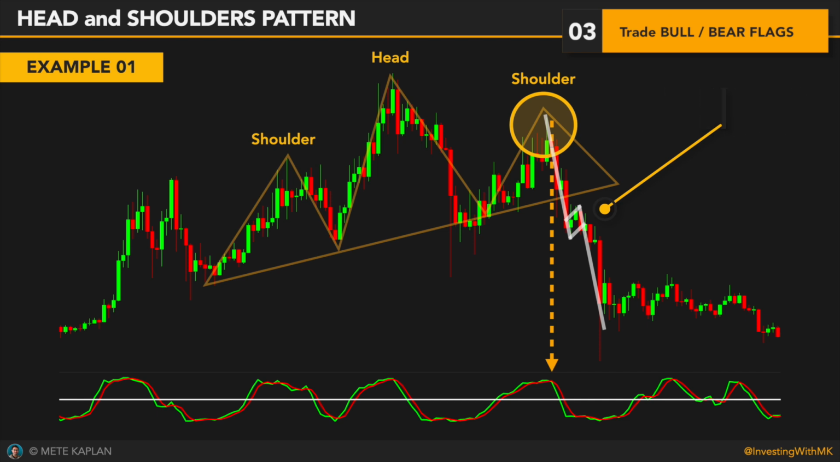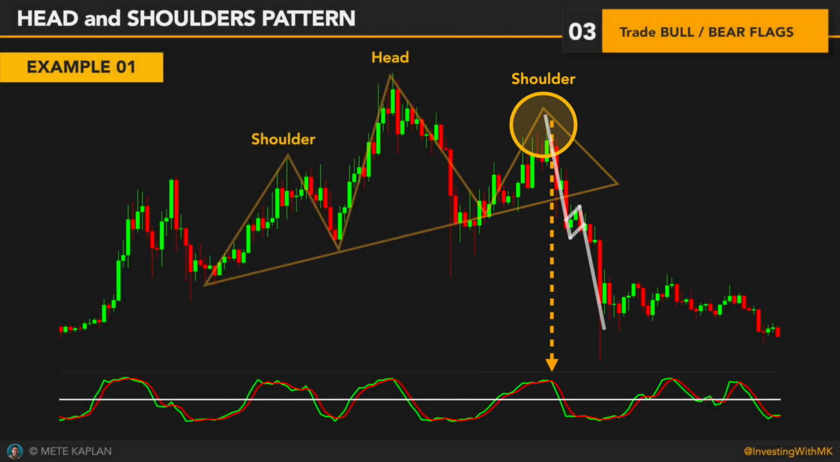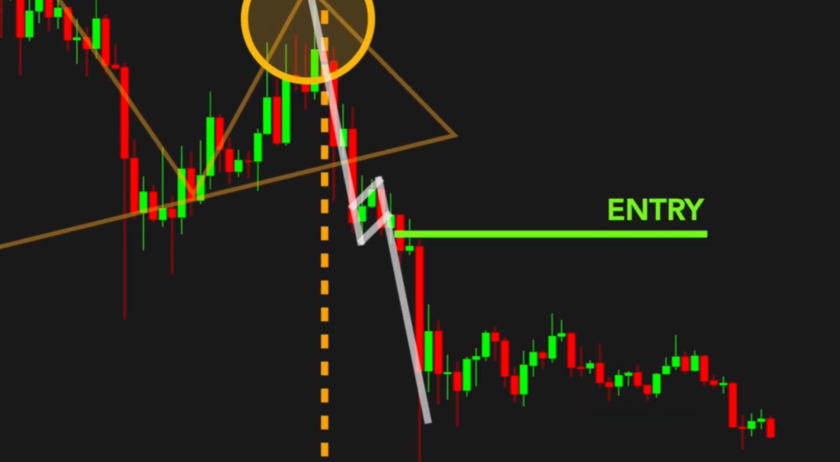Quite simple actually. The trick is this. Flag patterns have poles and flags. The moment I see the neckline breakout, I draw the pole which starts from the peak point of the right shoulder. Then I wait for the flag shape to appear. A flag is simply a pullback. My entry is simple. First candlestick that beats the low of the pullback breakout candle. If you trade the bull flags, your entry candlestick should beat the high of the pullback breakout candlestick.